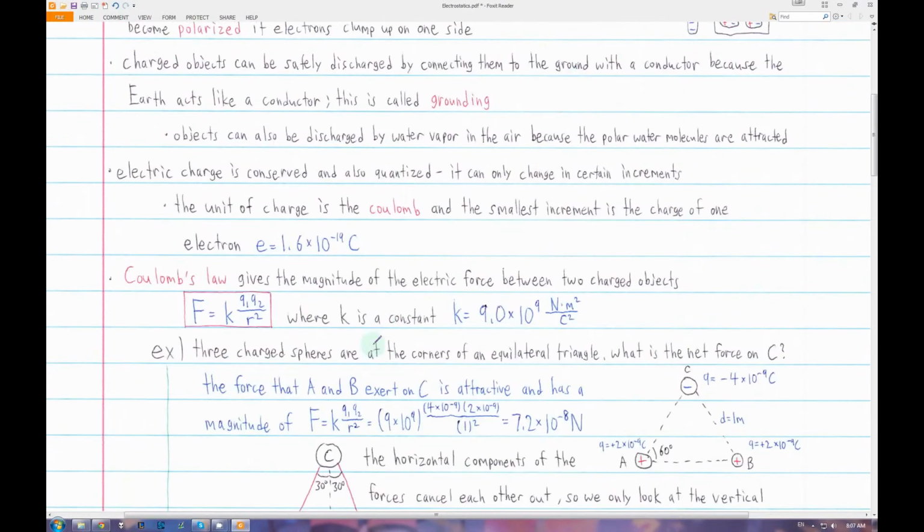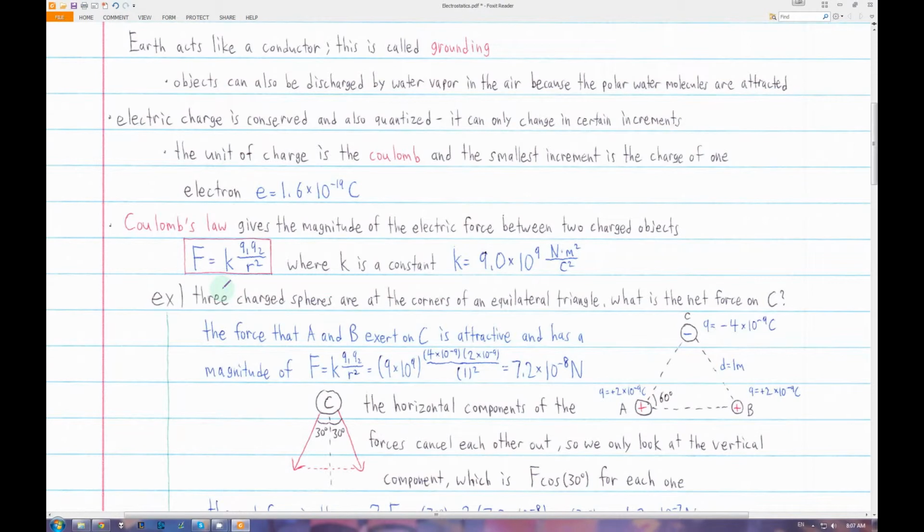And we can find the force that two charged objects exert on each other using Coulomb's law. So it says the magnitude of the electric force is equal to K times the two charges multiplied by each other, divided by the distance between them squared. So notice how it's similar to Newton's law of gravitation, if you replace the charges with mass and the K with the big G.